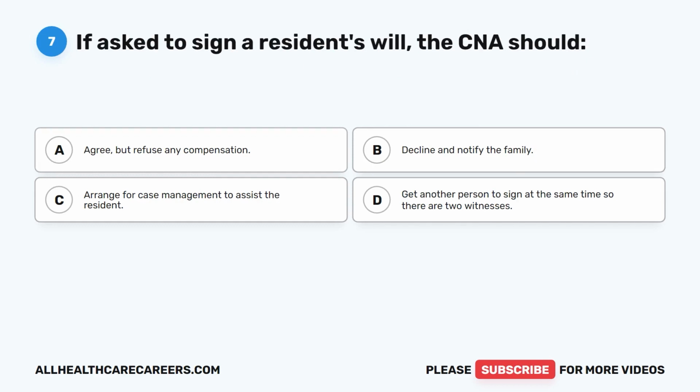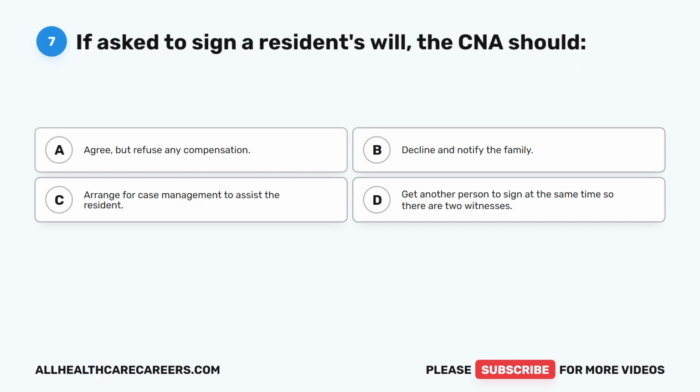Question 7. If asked to sign a resident's will, the CNA should A. Agree but refuse any compensation. B. Decline and notify the family. C. Arrange for case management to assist the resident. D. Get another person to sign at the same time so there are 2 witnesses.